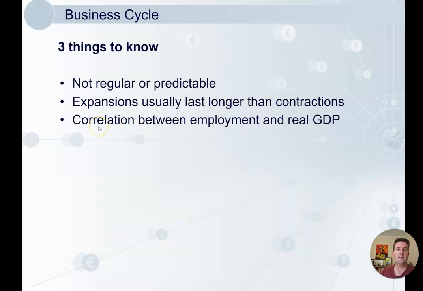And there is a pretty strong correlation between employment and real GDP. As we get more growth, we get more people in jobs, because growth is the production of goods and services. And who do we need to produce goods and services? We need people. So there is a strong correlation there.